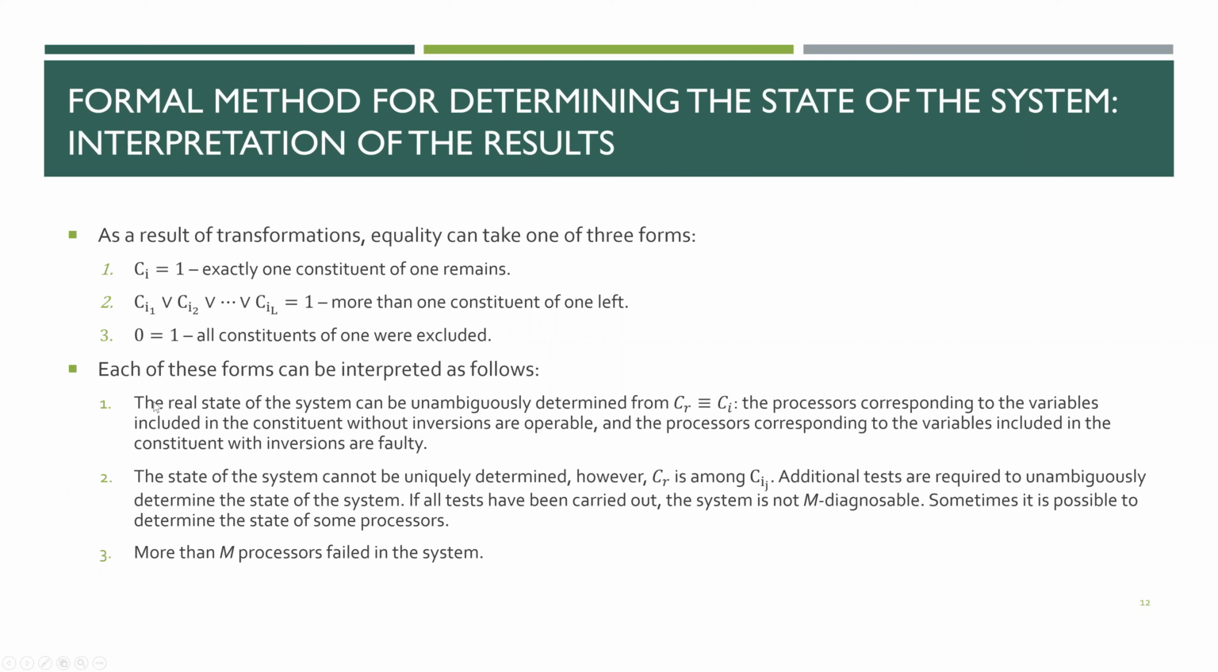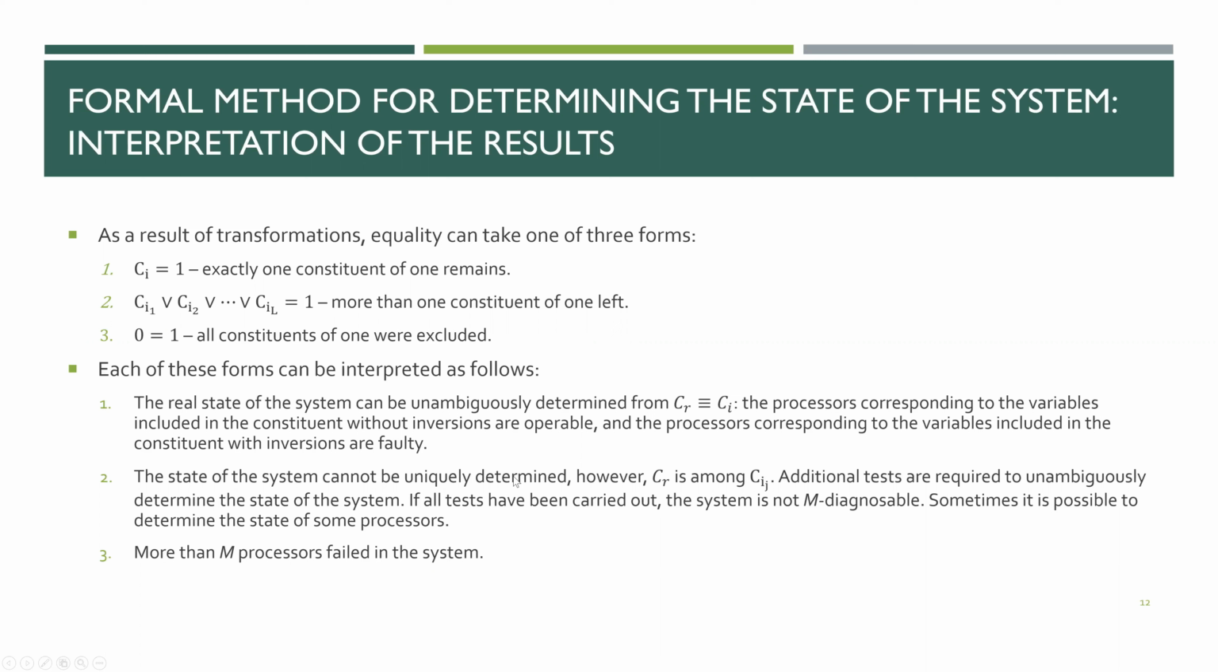In the first case, the real state of the system can be unambiguously determined from CR, which is equal to this left CI constituent. The processors corresponding to the variables included in the constituent without inversions are operable, and the processors corresponding to the variables included in the constituent with inversions are faulty. So this is the best case.